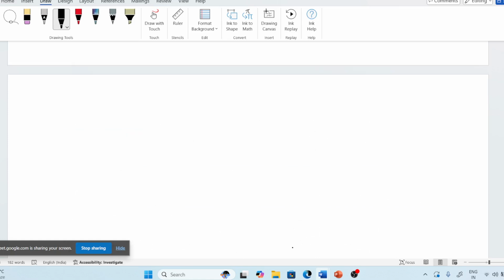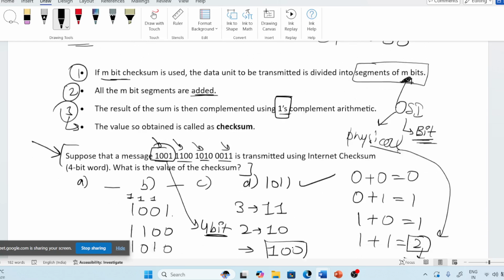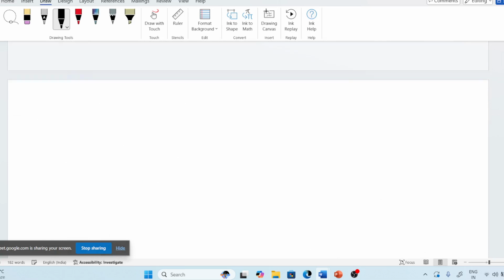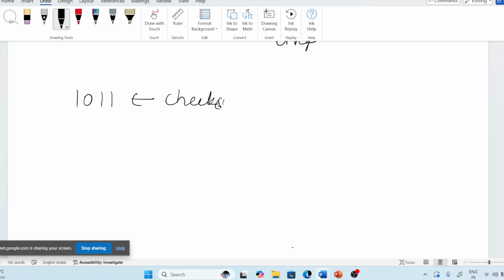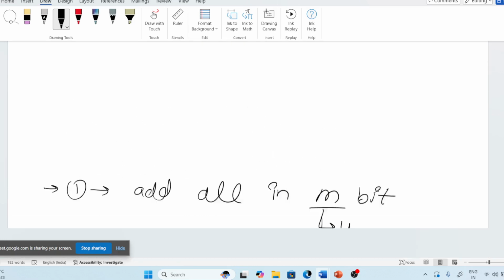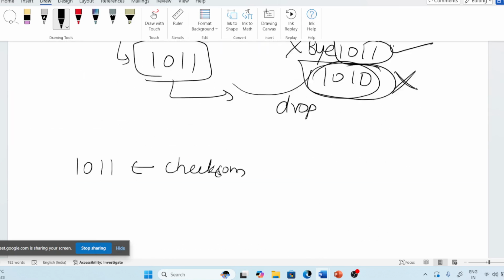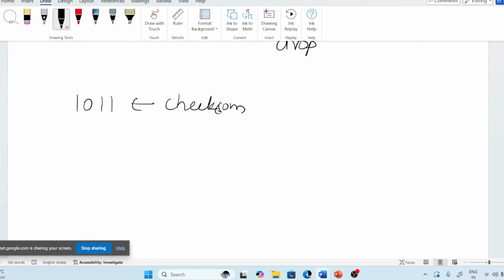So we have added the 4 numbers and we have found the checksum. What is the checksum we found? 1011. So the same number I am writing here. 1011, this is our checksum. Checksum. Okay. And what is the number that we have got here? We got 1001, 1100, 1010 and 0011. This is the number that we want to send initially. So the same number I'm going to write, just for clarification, verification.